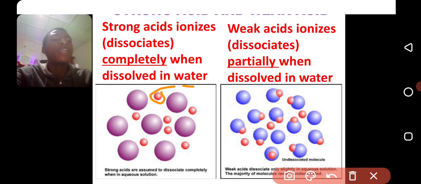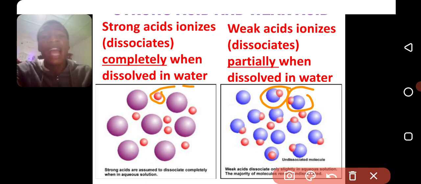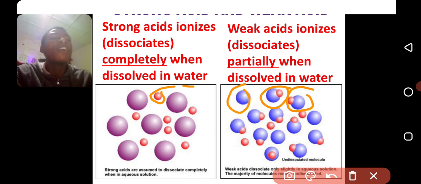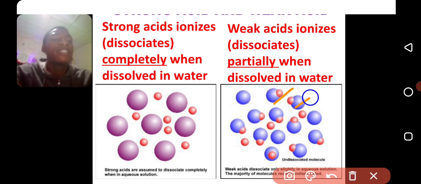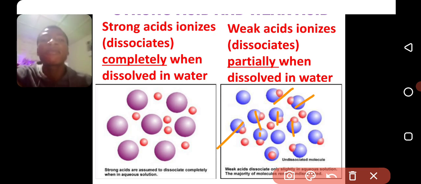But look at the weak ones. You will see the hydrogen still attached, even though they have already been dissolved inside water, and water is meant to separate them, but they could not separate. Only a few are separating, like this one now has separated, but the majority of the compound is still glued to hydrogen. See, this one is glued to hydrogen. So it is not completely dissociating in water.